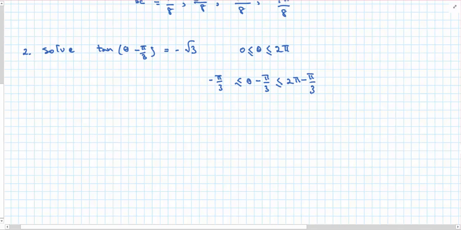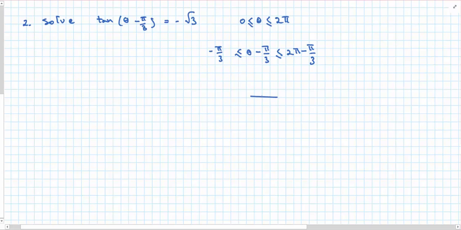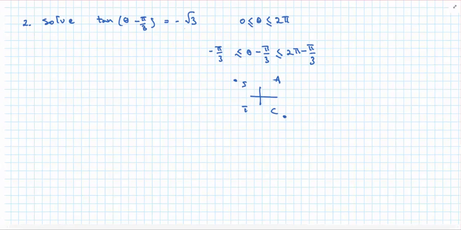The next thing I need to look at is the region that we need to work with, and we know that tan is negative in the second and the fourth quadrant. Remember, we're looking for negative root 3.